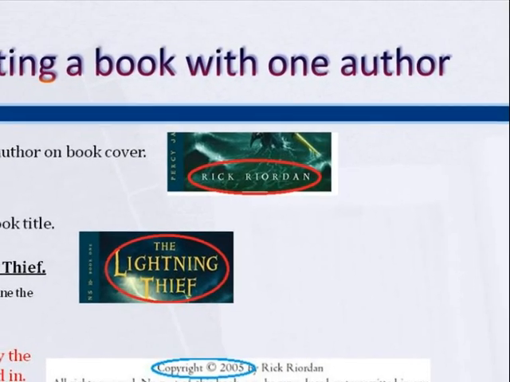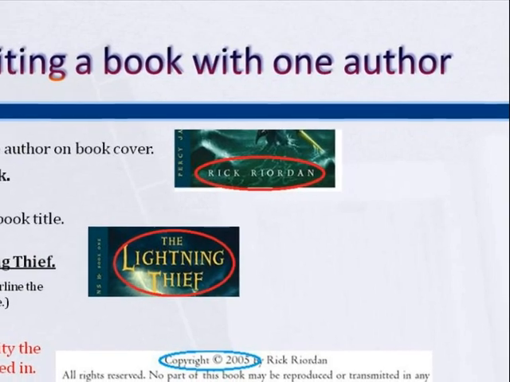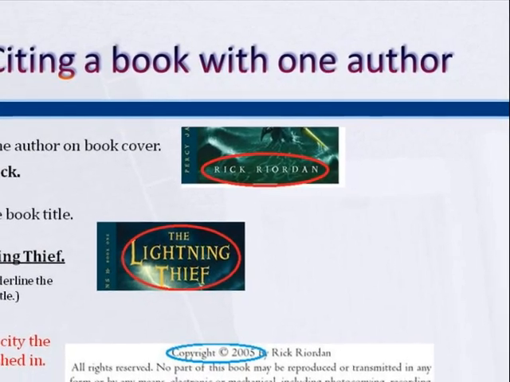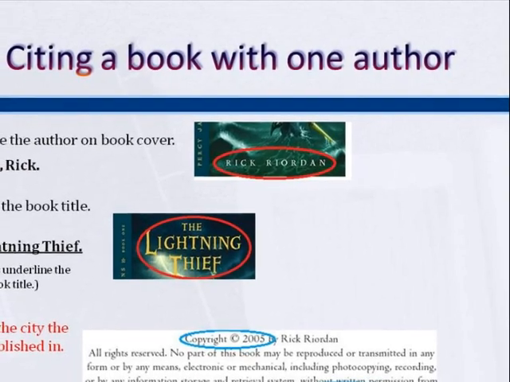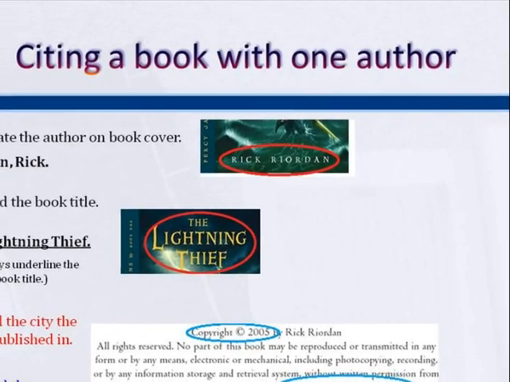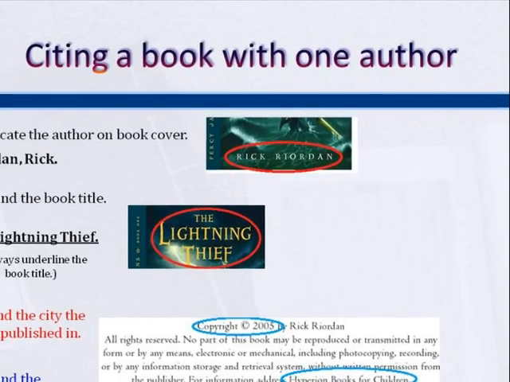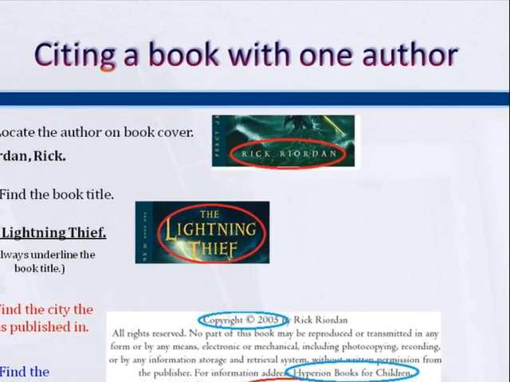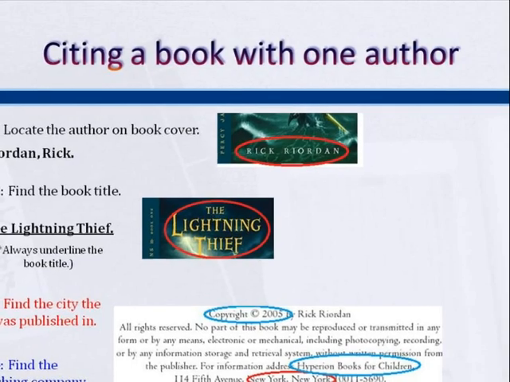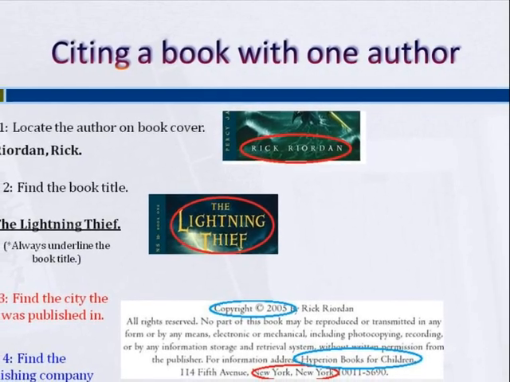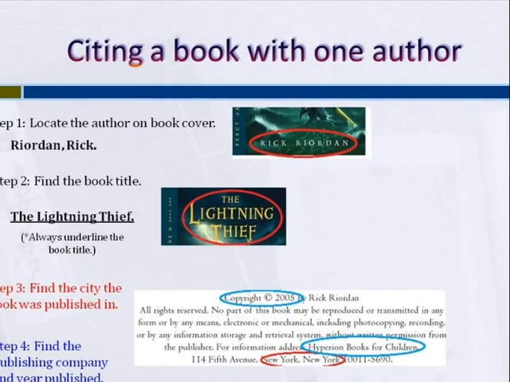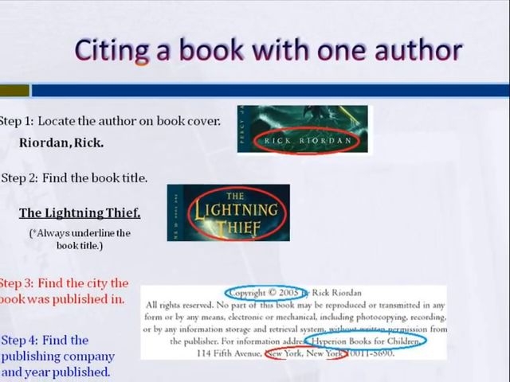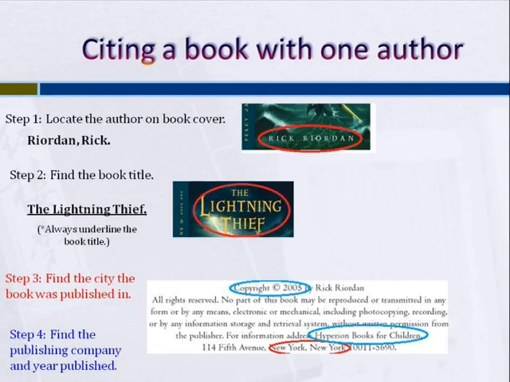When citing a book with one author, there are 4 basic steps. Step 1, locate the author on the book cover. Step 2, find the book title. Whenever you're writing the citation, the title is always going to be underlined if you are citing a book. Step 3, find the city that the book was published in. And Step 4, find the publishing company and year published. Step 3 and Step 4 are usually found on the copyright page along with the copyright information.